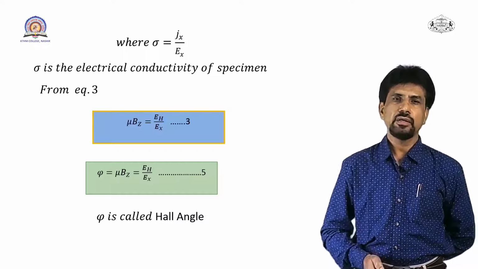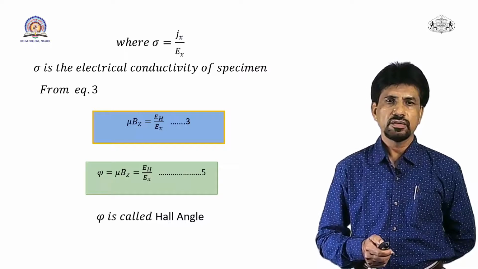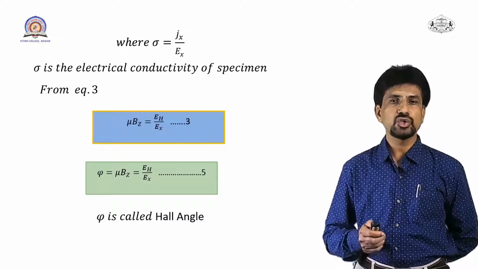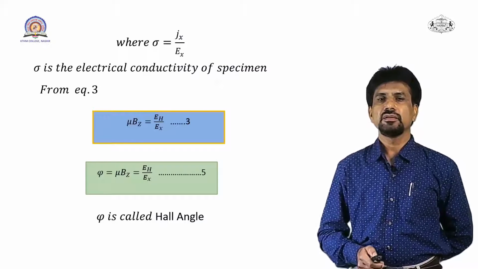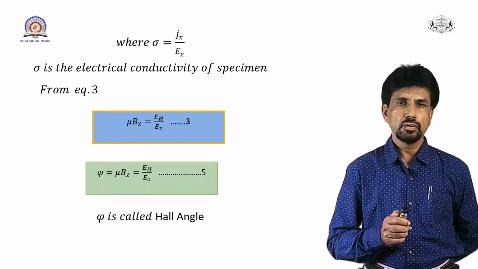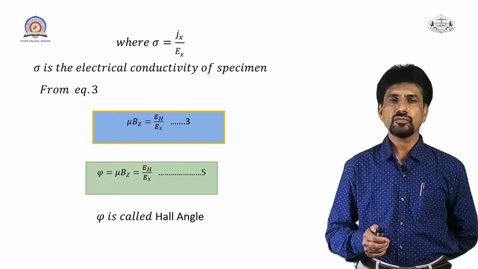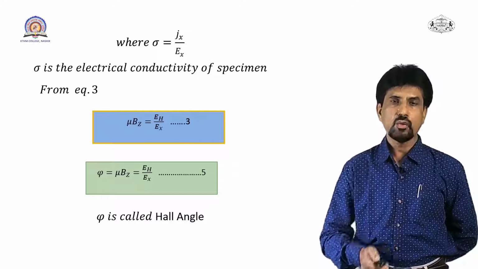And finally, we can express the angle, that is the phi, known as the Hall angle. It is the angle between the two vectors, that is, the one vector of the electric field and the second vector, where one is along the x axis and one is along the y axis.